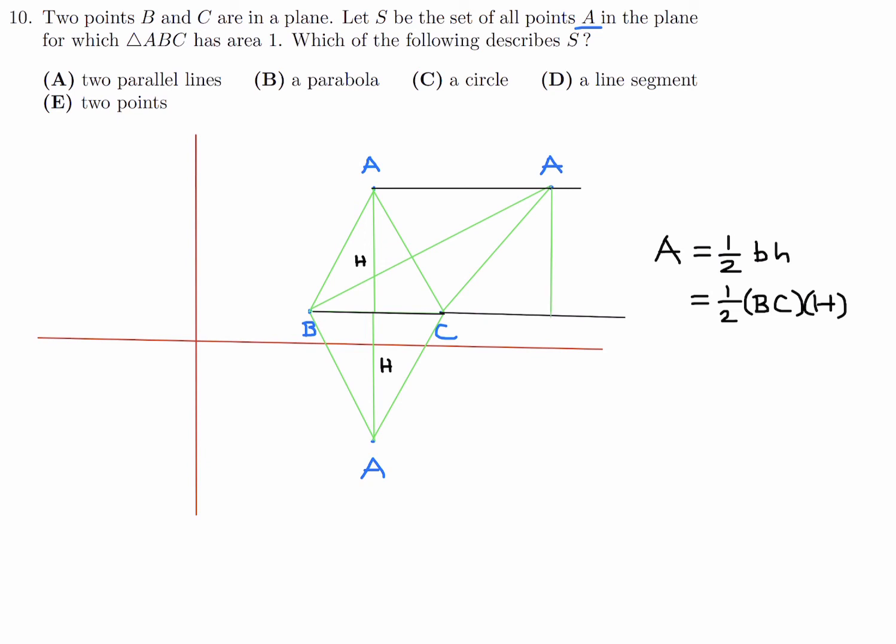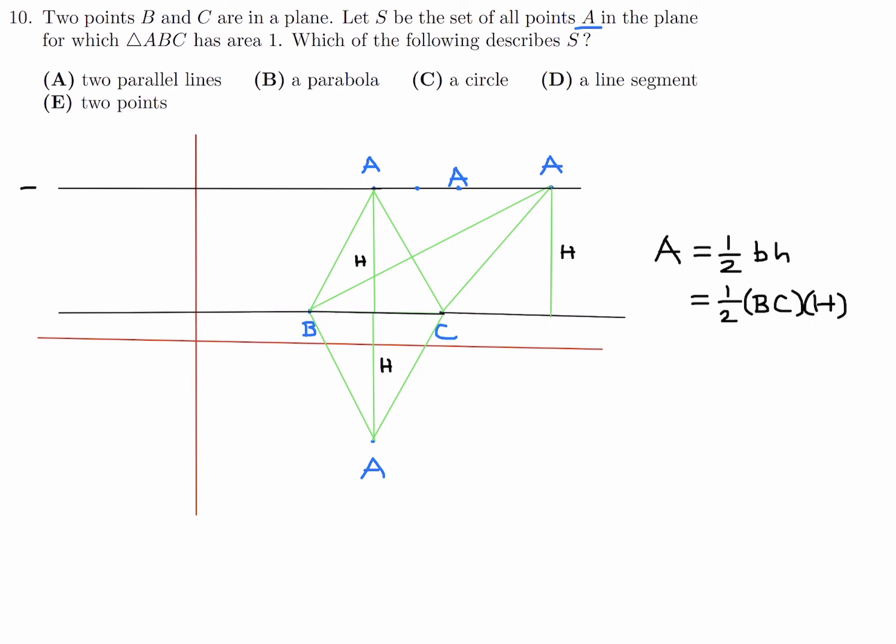There's quite a few. This holds true for any A that you put on this line. It could be here, it could be here, it could be out here. It doesn't matter. No matter where you put the A, as long as the line is parallel to BC, that height, which is represented by this line right here, is always going to be H. Okay, so I hope you're convinced of that. And BC never changes. B and C are fixed.